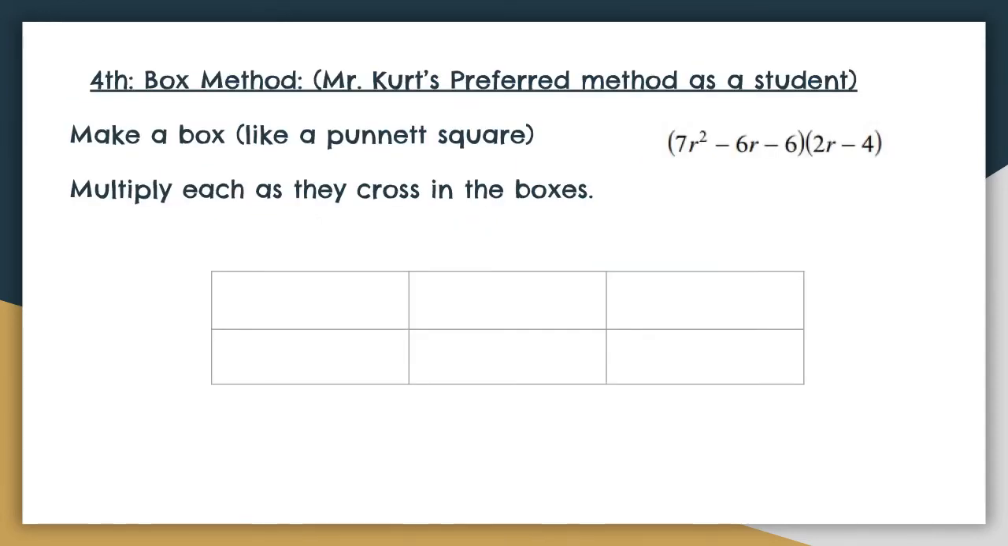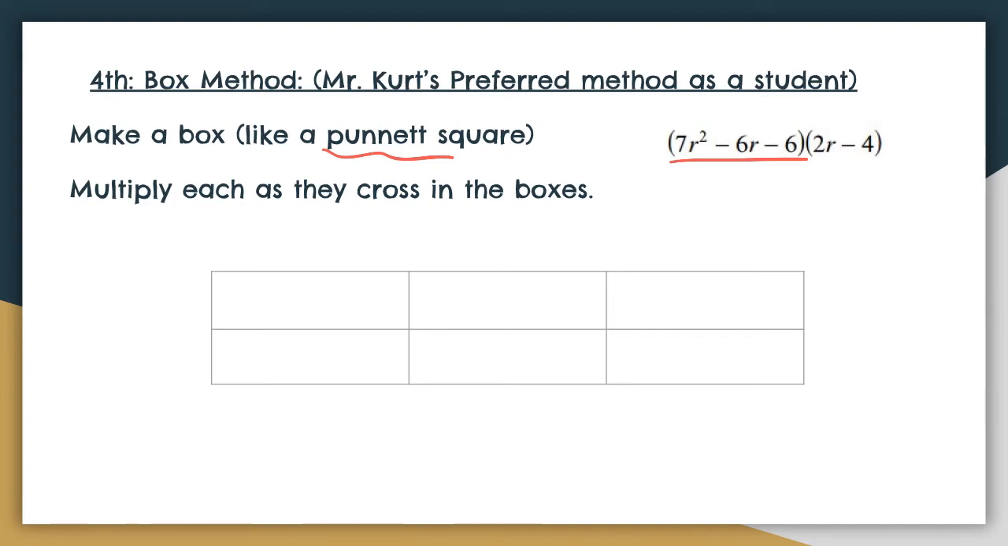Now, there's a fourth method here called the box method. I'm sure there is a better name for it, but this is actually my preferred method as a student. I would almost exclusively multiply polynomials in this way. You make a box, kind of like a Punnett square, if you remember from science class, where you're looking at different traits like curly hair or straight hair, and if two creatures would have offspring, what's the likelihood of their offspring to have curly or straight hair? You can identify that with a Punnett square. Well, this is very similar. We're going to multiply these polynomials using this box method.